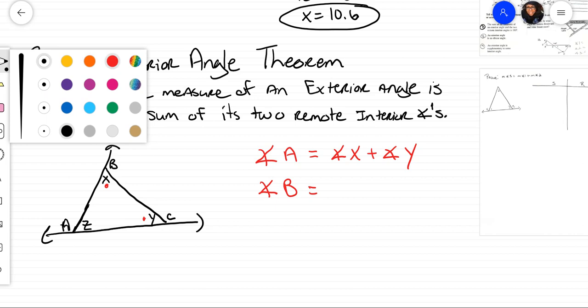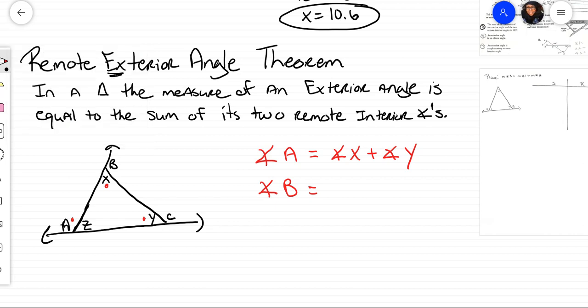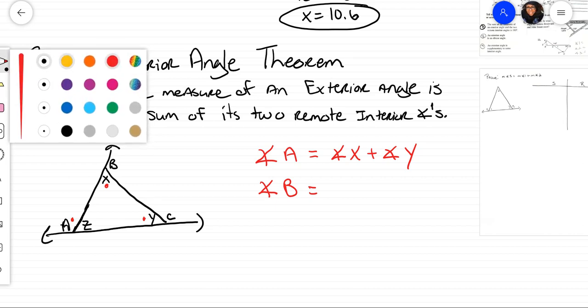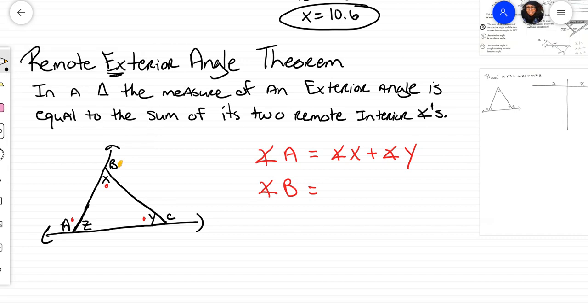So if I use angle B, now I'm talking about this one outside here. For angle B, I'm going to use the yellow. The two remote interior angles from B, again, are the two interior angles that it does not touch. So this is B, the interior angles are X, Y, and Z. The two that it doesn't touch are going to be Y and Z. So angle B is equal to angle Y plus angle Z.